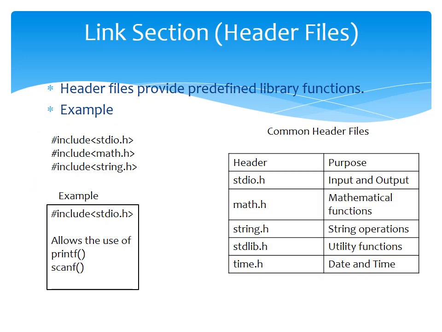Looking into the link section, the header files, this is the main part of your program. It provides all the predefined libraries. Already all header files are available in the compiler, so it's enough that you include them. If you wrongly include a header file, it will not compile, and whatever header files are needed, you can link in your program. This is an example, hash include stdio.h. It's a common header file, and you have math and string header files. You can see what I've given as a header and the purpose.